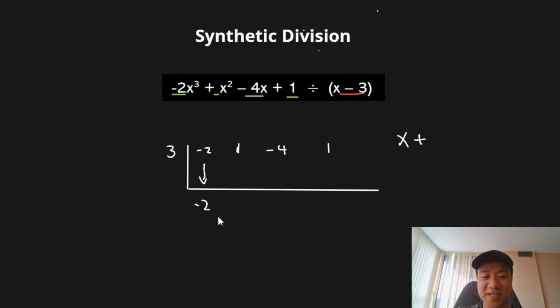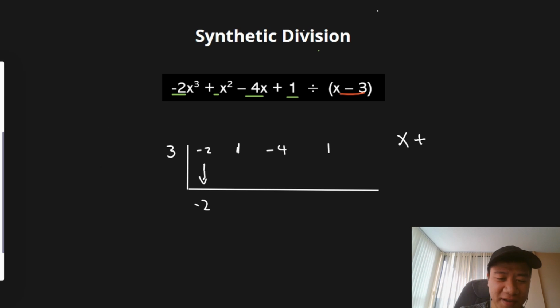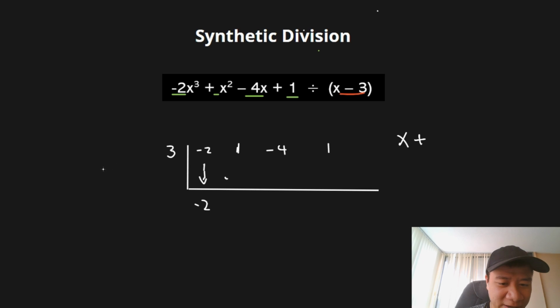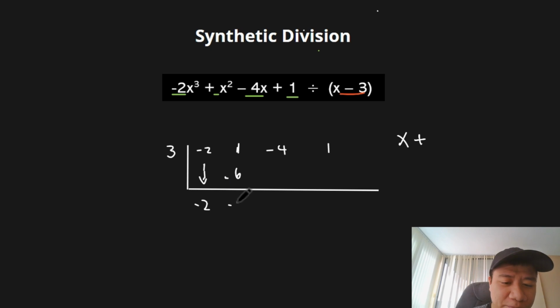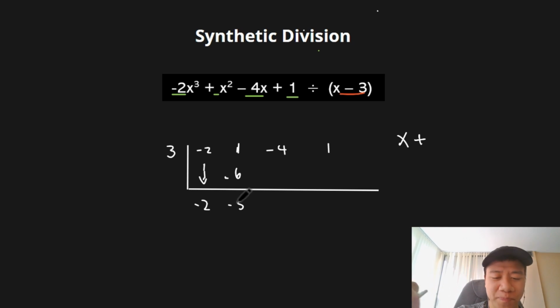Okay, so the very first step is we're going to multiply this number we have here, negative 2, with 3. So negative 2 times 3 is negative 6, and we put that number in the space below. Okay, the next thing we do is we add. So we're going to add 1 with negative 6, and that gives us negative 5. And we put that at the bottom here.